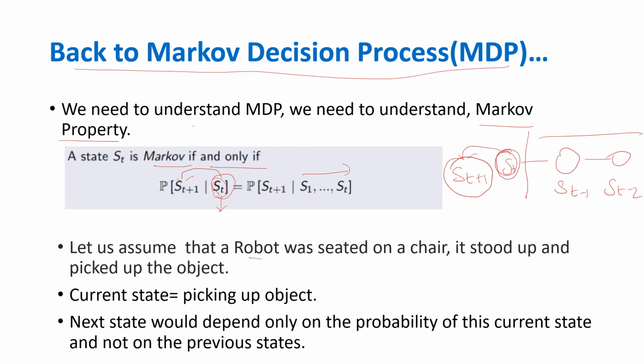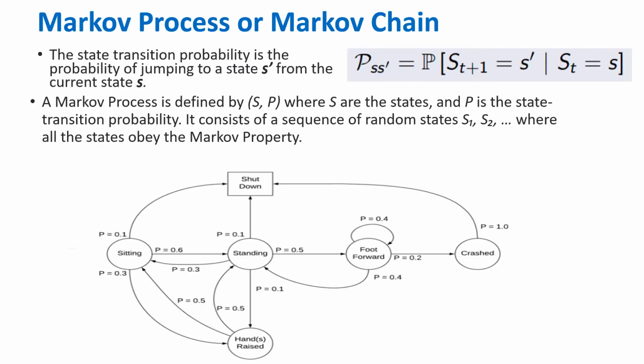Let us assume that the robot is seated on a chair. That is one state. It stood up, that is another state, and it is picking up an object, that is another state. So the current state is to be understood as picking up the object. It is having some object in its hand, that is the current state. The prediction of the robot taking the next state is dependent only on the probability of this current state and not on the probabilities of the earlier states. That is about the Markov property. This should be understood first.